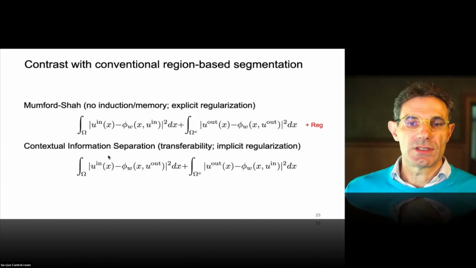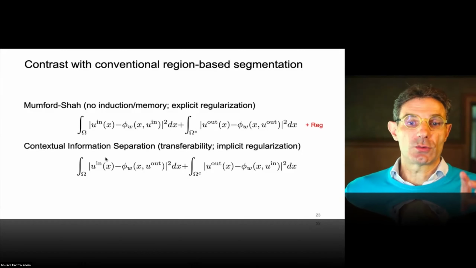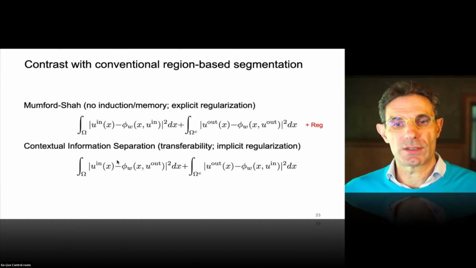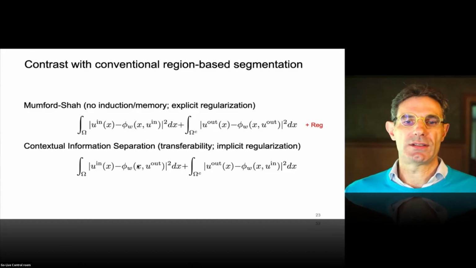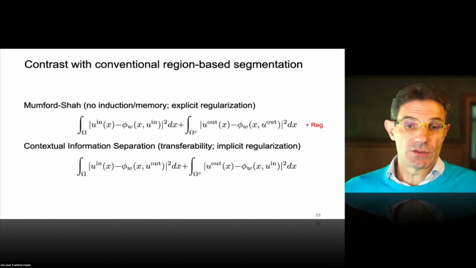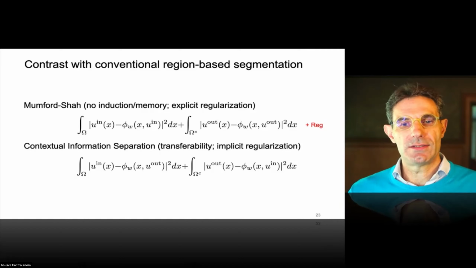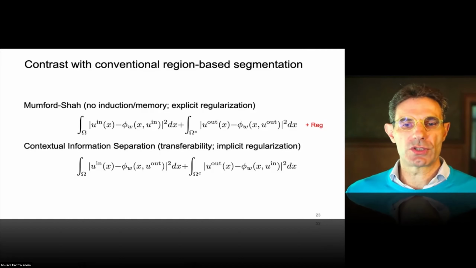Here, we do the opposite. Instead of trying to model a region as well as possible using pixels inside that region, we try to model the region as poorly as possible using only pixels outside that region. Obviously, you need memory to do that. Okay, so you can think of contextual information separation as the inductive version of the Mumford-Shah functional.